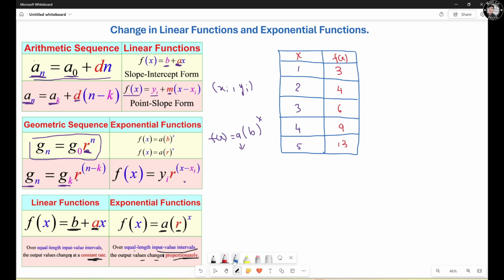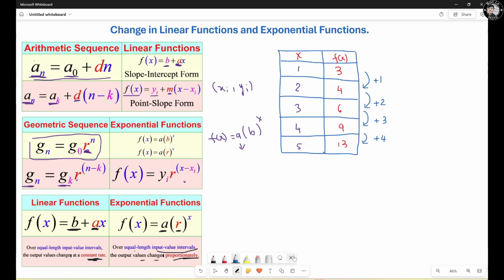Now let's take a look at the next example. To get 4 from 3, we're going to add 1. To get 6 from 4, we're going to add 2. To get 9 from 6, we're going to add 3. And to get 13 from 9, we're going to add 4.